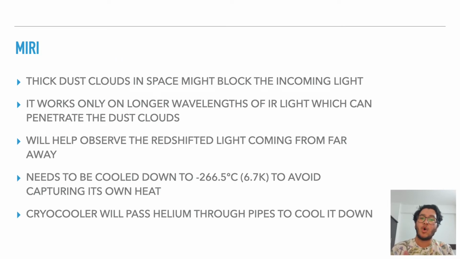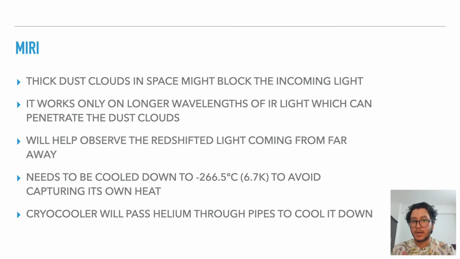As you know, there are enormous amounts of thick dust clouds in outer space which block a lot of light. If the light cannot reach us, it is not helpful for us at all, and we cannot observe that part of space. So what MIRI does to go around that is that it only targets infrared radiation of longer wavelengths which can easily penetrate those dust clouds. That helps in observing the redshifted light coming from far away galaxies.